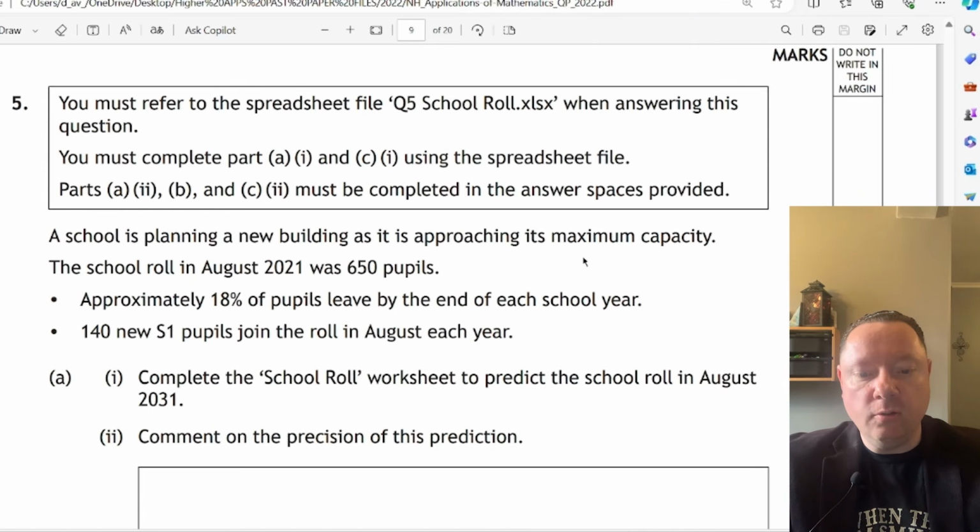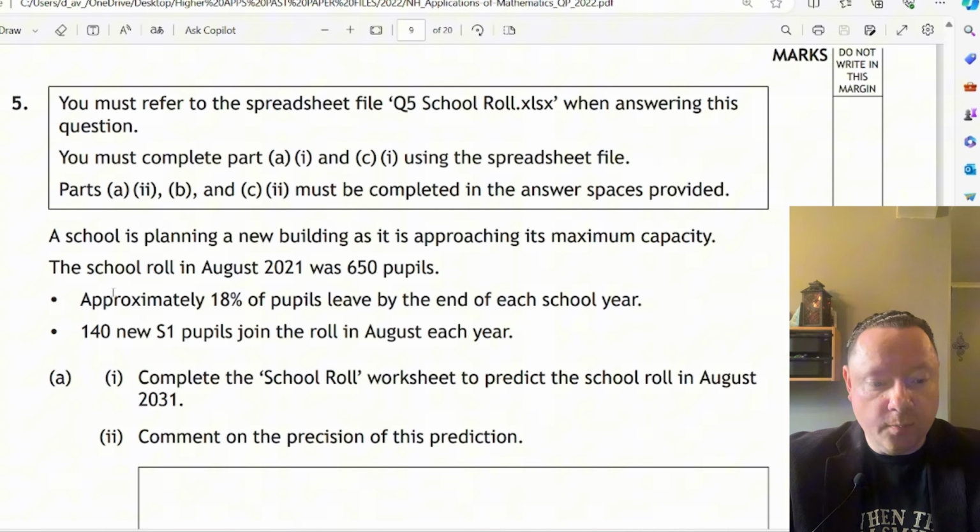A school is planning a new building and it is approaching maximum capacity. The school roll in August 2021 was 650 pupils. Approximately 18% of pupils leave by the end of each school year, and 140 new S1 pupils join the roll in August each year. We have to complete the school roll worksheet to predict the school roll in August 2031.